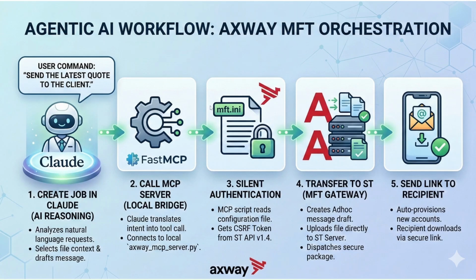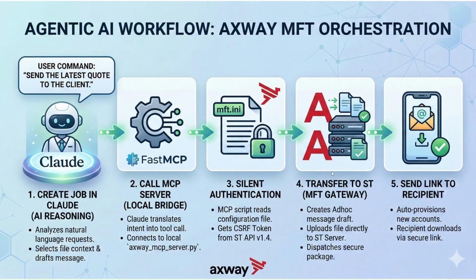So, quick workflow of what we've set up with my nice AI generated graphic here. Basically I'm going to enable Claude to take a command, create a job, create a report or some file. I'm going to call a local MCP server, which I've installed on Claude, which is then going to call SecureTransport Client REST APIs, send the file to the MFT gateway, where an ad hoc message is going to be created and sent to the recipient. The recipient's going to get a link, they're going to be able to download the file and read the PDF that Claude created for them.